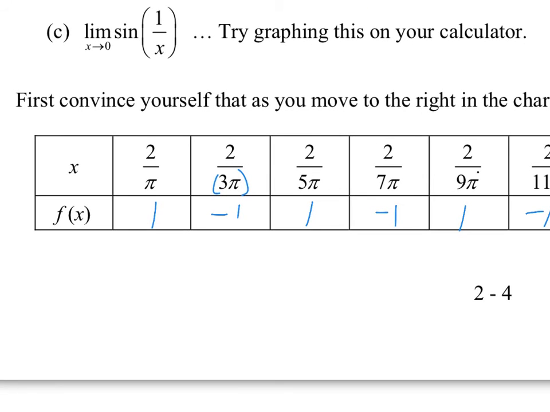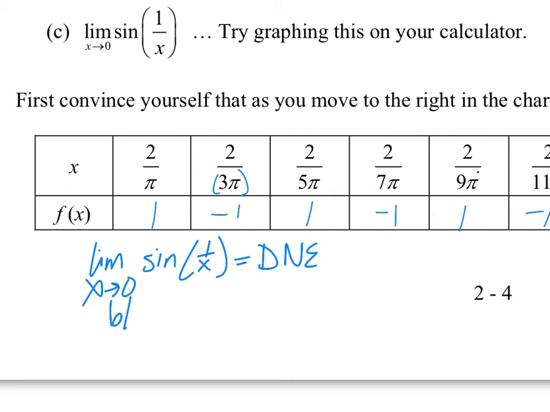Okay, so the limit as x goes to 0 of the sine of 1 over x does not exist because the function oscillates. Okay? Alright, that's all we're going to do.